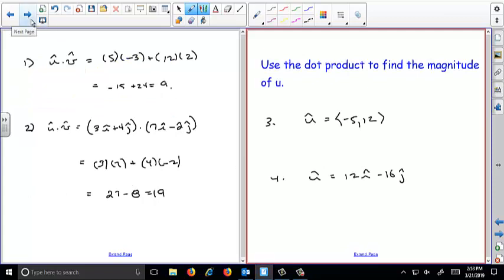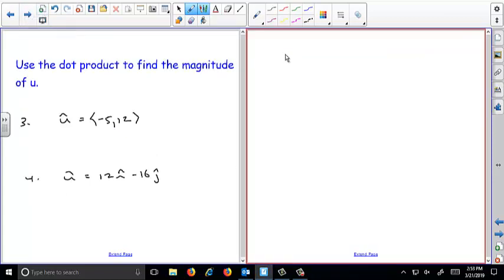Use the dot product to find the magnitude of u. Well, the magnitude of vector u is just equal to the dot product of u dot u. Actually, the magnitude squared is u dot u. So if we figure out u dot u, we'll get a number, and we'll take the square root of that.